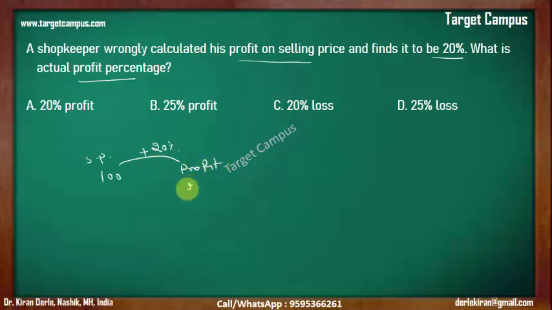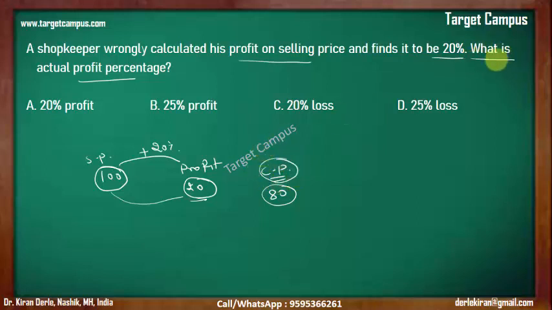So profit would have been 20 rupees, right? If he sold for 100 rupees and got a profit of 20, and he assumed that he got 20% profit, but what would be the actual cost price? The actual cost price is 80 only. He sold it for 100, so he got a profit of 20. He wanted to calculate on cost price, but he calculated on selling price. So it was a wrong calculation, because we know profit percent or loss percent is always calculated on cost price, right?